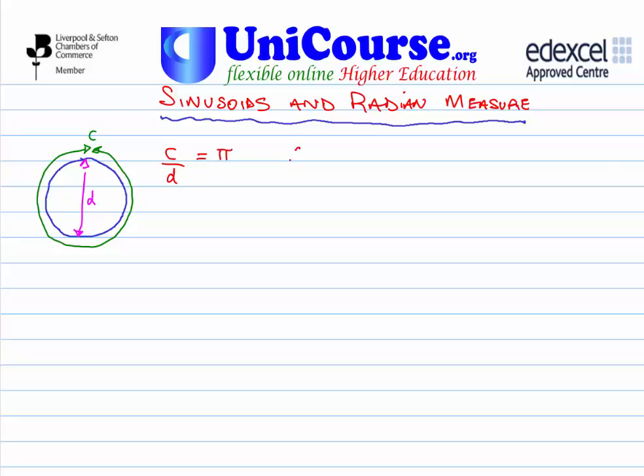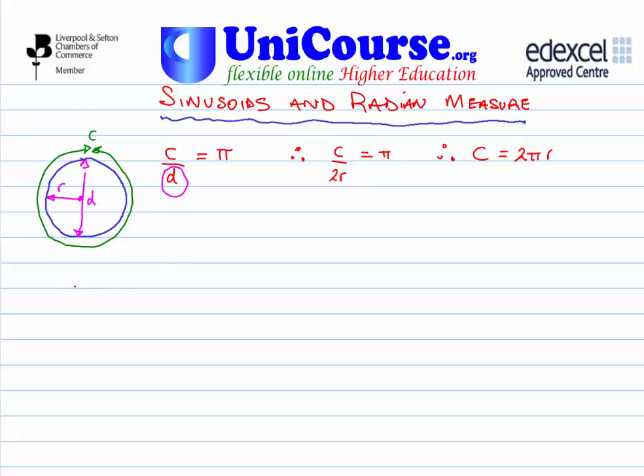So pi, we can say, therefore, if we think about that diameter, actually the diameter is 2 lots of the radius, and here's the radius starting at the middle. Okay, so we can say, therefore, c over 2r equals pi. Therefore, we can say circumference is 2 pi lots of r, the radius. Okay, so what's this idea of a radian?